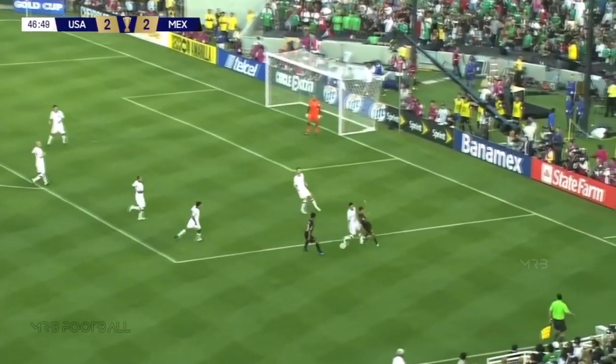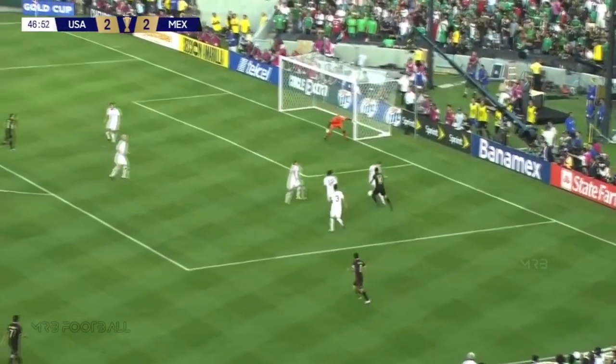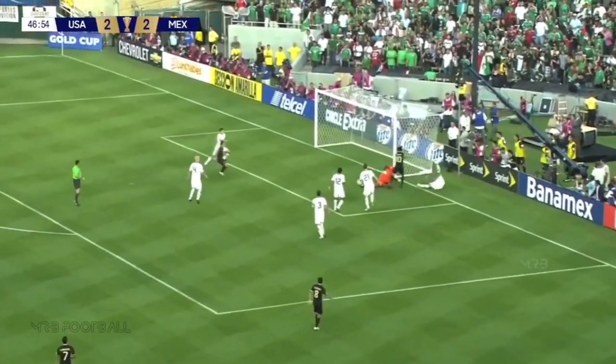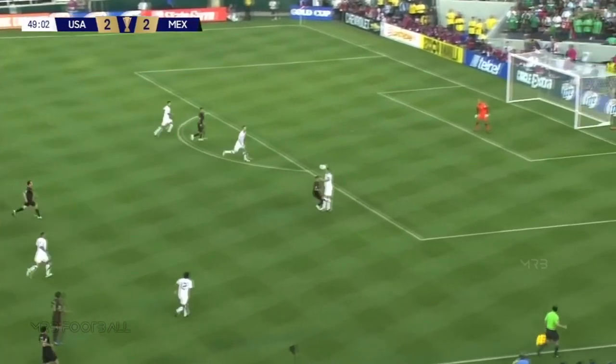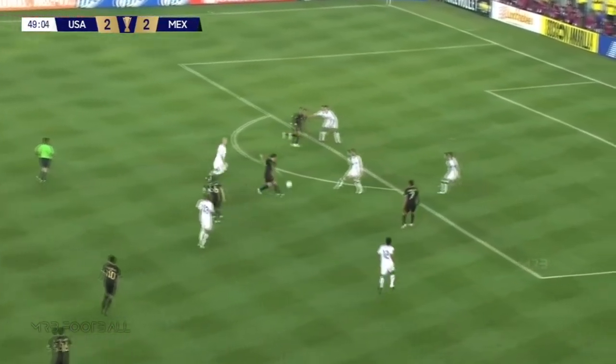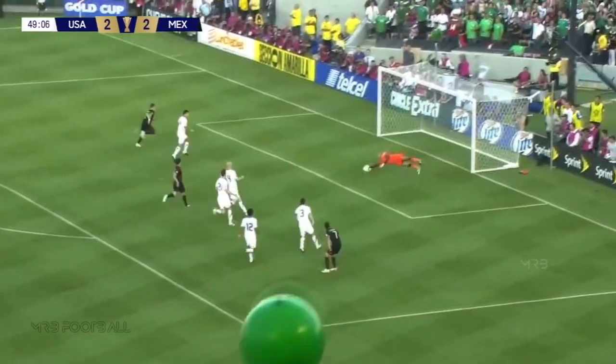Advantage play, Dos Santos. Picks it up again. Dos Santos trying to get by Goodson. And now cleared. Howard was streaking out to try and get Dos Santos. Into the 50th minute now. Ball comes over to Barrera. Barrera!